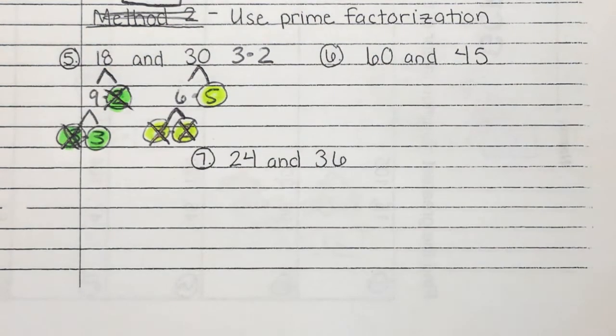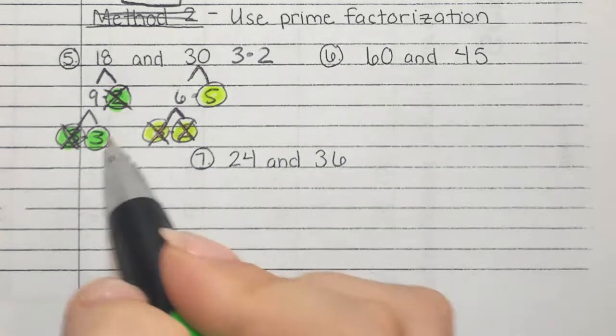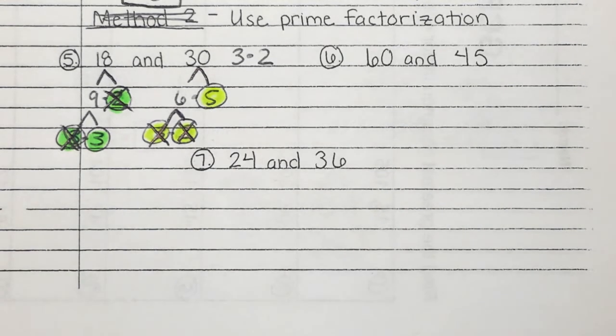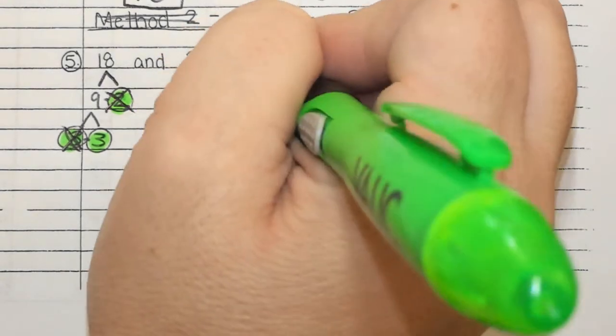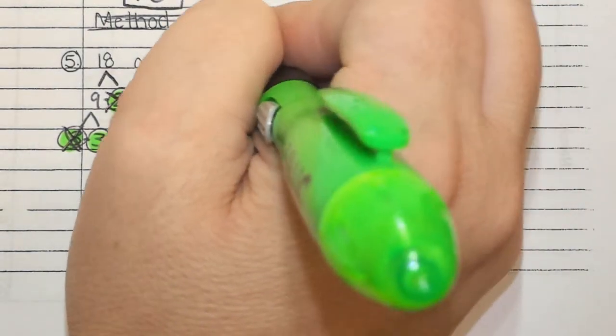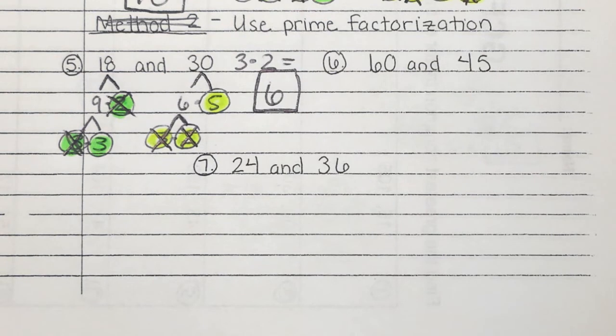All right, can I mark out anything else? Do they have anything else in common? No, all I have is a 3 in green and a 5 in yellow. So my answer here is 6.